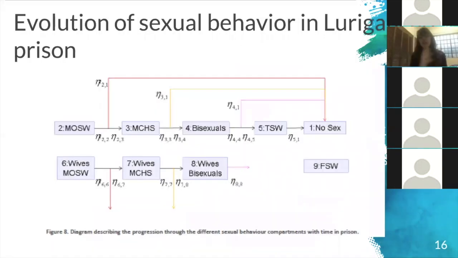The other thing that I learned from his work was that actually there is an evolution in sexual behavior through time in prison among these inmates. And so people generally move through higher risk behaviors or just stop having sex. And so I incorporated this progression through different sex behavior groups. So moving from only having sex with your wife to also having sex with casual partners to also having sex with men. And so I'm not going to present results on this. It was just to kind of show you how this had been useful.